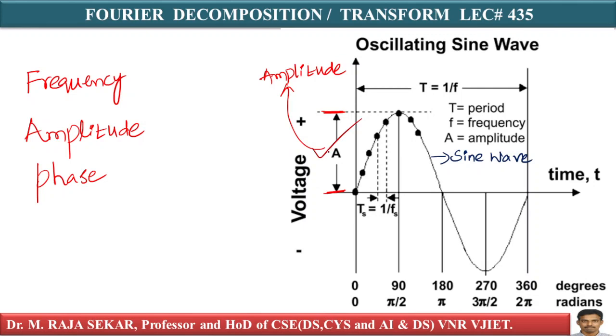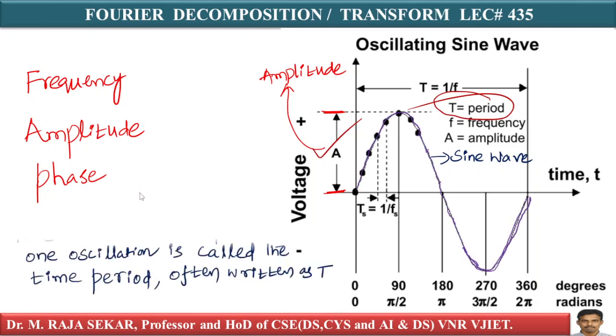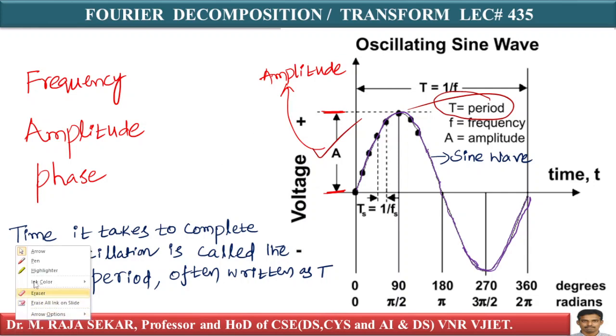Similarly, there is something called the time period of the wave, or period of the wave, which is the time it takes to do one oscillation. What is oscillation here? You start here and go up like this. This is one oscillation actually.